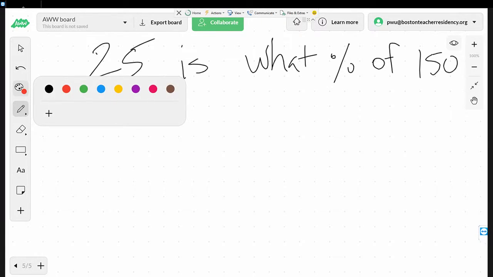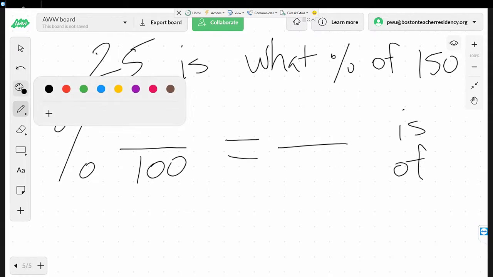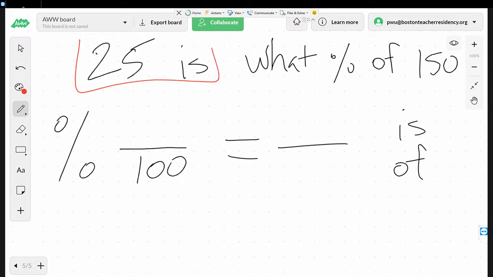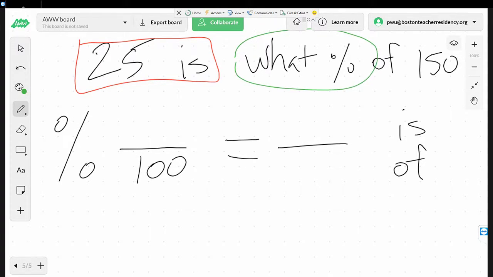All right. So once again, set up your is over of and your percent and annotate. This time, our first number is grouped with is. Now we have no number in front of percent. So we have what percent, and finally we have of 150.